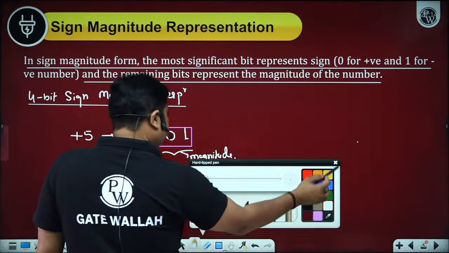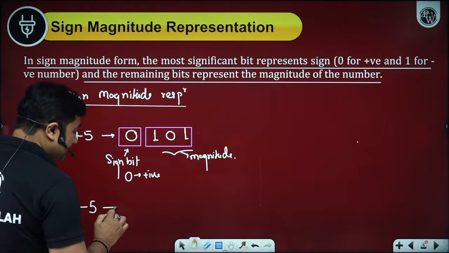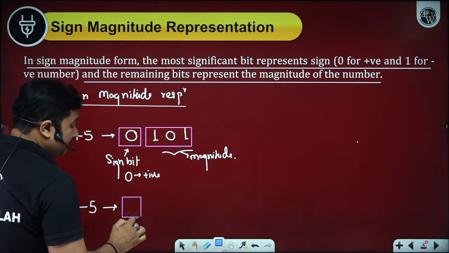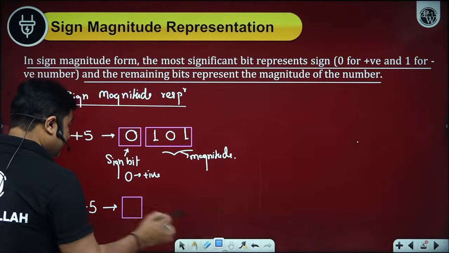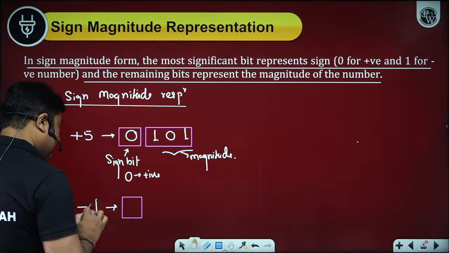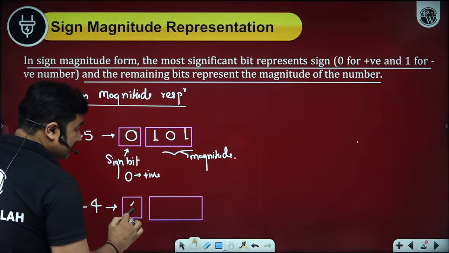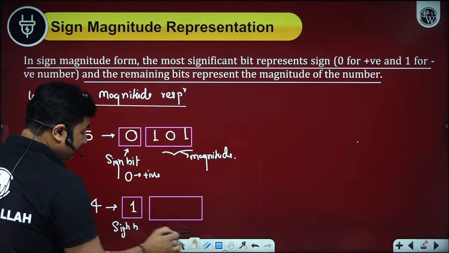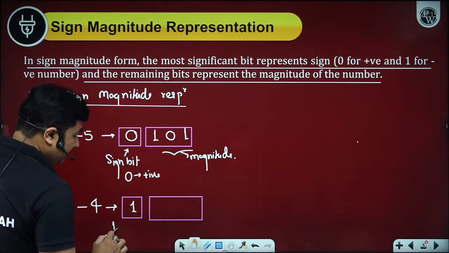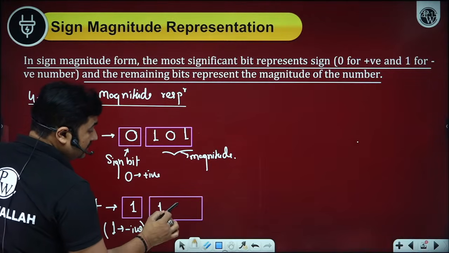In the same way, if we have to represent minus of 5, what is the way of representing minus 5 in a sign magnitude representation? Suppose I am interested to represent minus 4, then how to represent minus 4? Please observe. Here this 1 is representing a negative sign. This is a sign bit and the sign bit is negative. 1 means negative number. And we have a magnitude. Magnitude is 1, 0, 0.